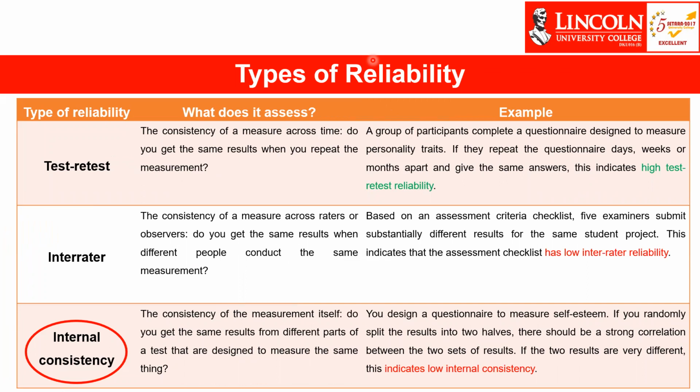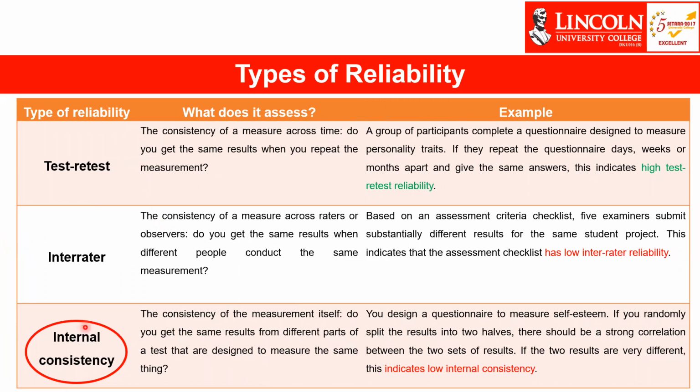And the last one is internal consistency, which we will be looking at further. This one checks for the consistency of the measurement itself. Do you get the same results from different parts of a test that are designed to measure the same thing? A good example could be, you design a questionnaire to measure self-esteem. If you randomly split the result into halves, there should be a strong correlation between the two sets of results. If the two results are very different, this indicates low internal consistency.